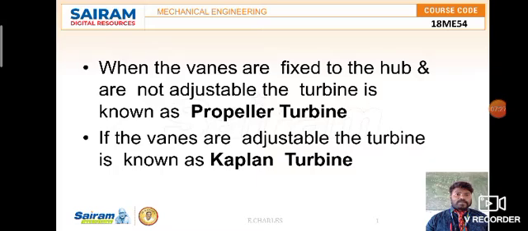The only difference is that on the shaft, the hub or boss will be there at the bottom of the shaft, bigger in size. On top of the hub or boss, some vanes are fixed, and they are not adjustable. They are completely fixed. Those kinds of turbines are called propeller turbines. Whereas in the case of the Kaplan turbine, the vanes are adjustable. There is a hub or boss, and the vanes are fixed, but they are adjustable. Those kinds of turbines are called Kaplan turbines. This is the main difference between the propeller turbine and the Kaplan turbine.